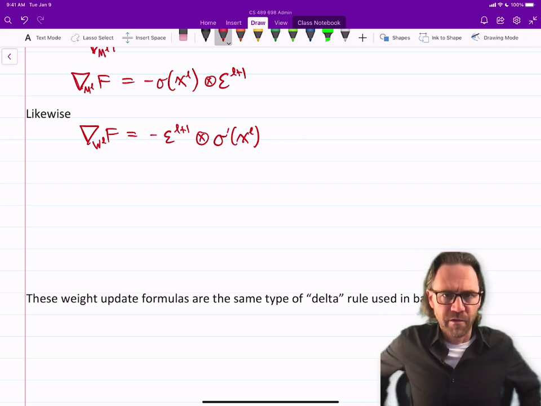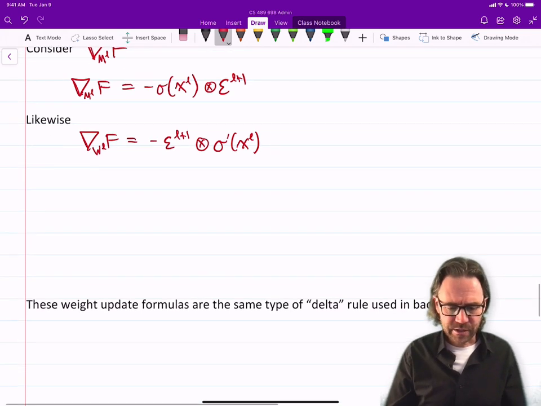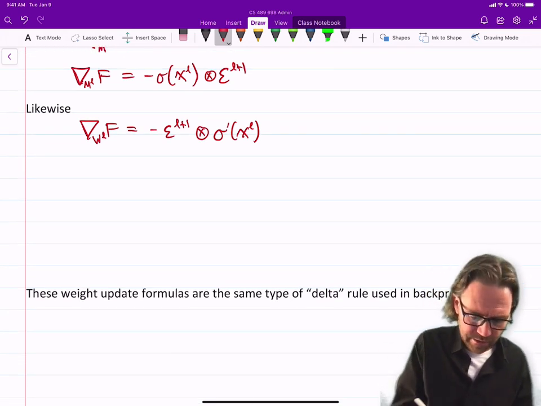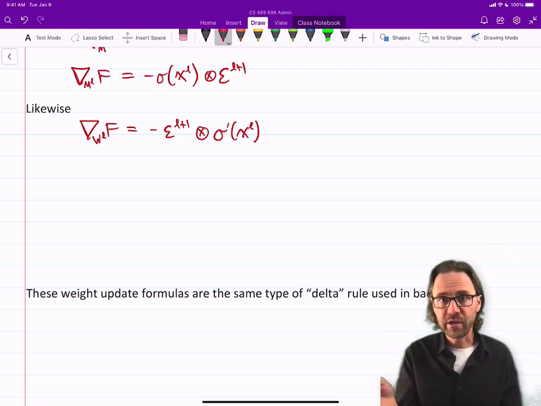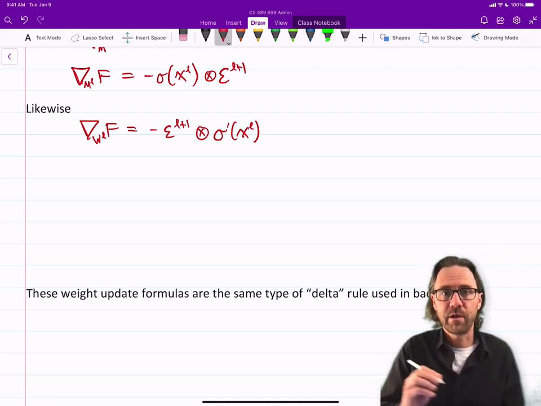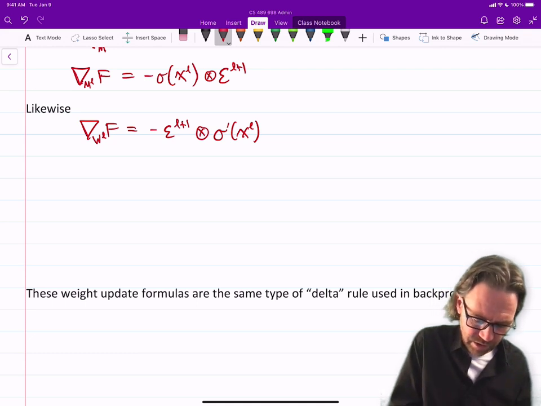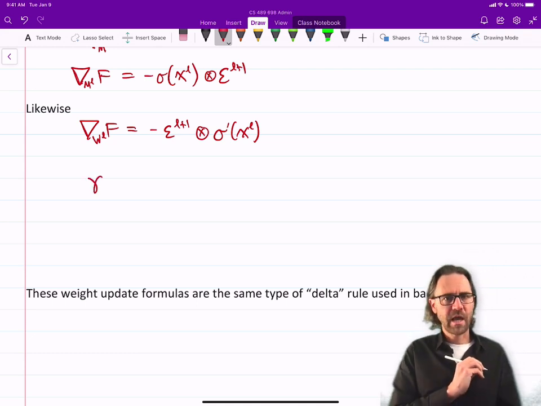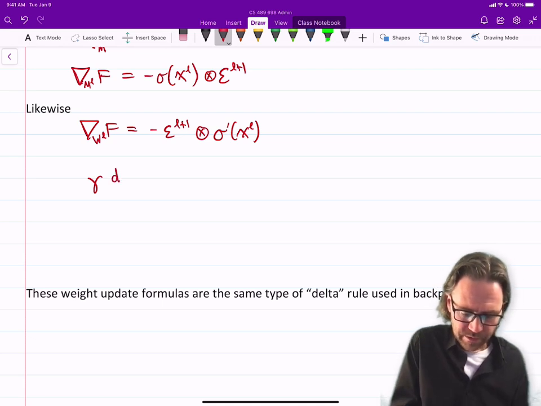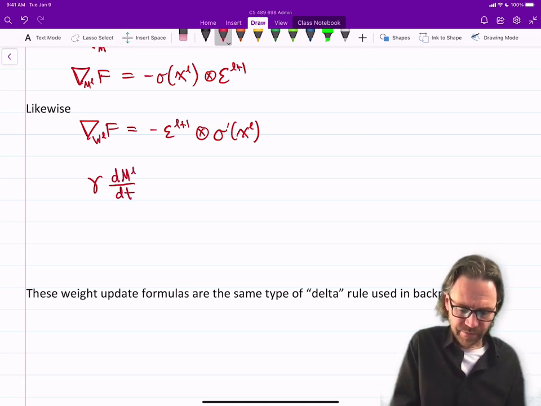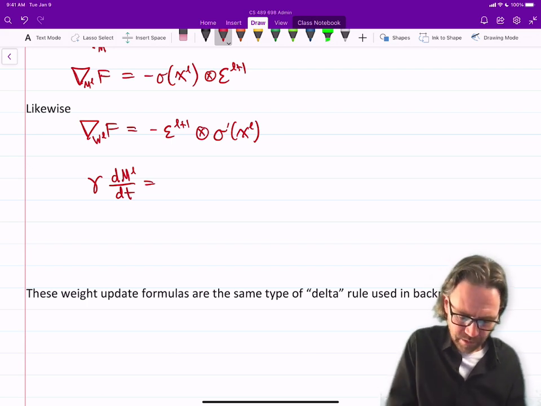Now, if we use those gradients for gradient descent to update our connection weights, then I could write down differential equations that govern the dynamics of the different connection weight matrices. I'm going to use gamma as my time constant for this differential equation. dM L by dt, so the rate of change of that weight matrix with respect to time, is going to be negative the gradient, right?